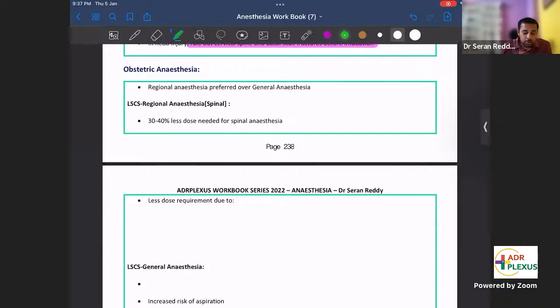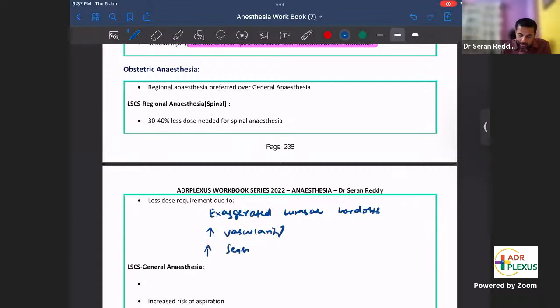Why? The less dose requirement is due to exaggerated lumbar lordosis, increased vascularity, and increased sensitivity to local anesthetics. This was also a question asked in 2017.